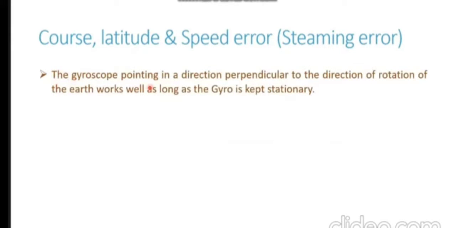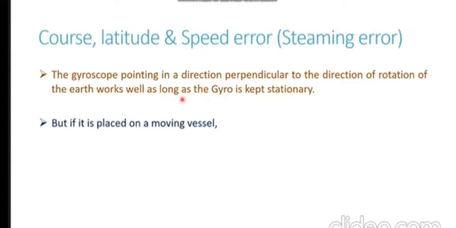Now the gyroscope pointing in a direction perpendicular to the direction of rotation of the earth works very well as long as the gyro is kept stationary. The gyro is not moving, so it is able to sense or judge the direction in which the earth is rotating, and it aligns itself perpendicular to that particular direction, which happens to be north, and we get a directional reference.